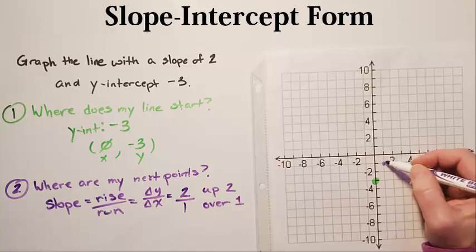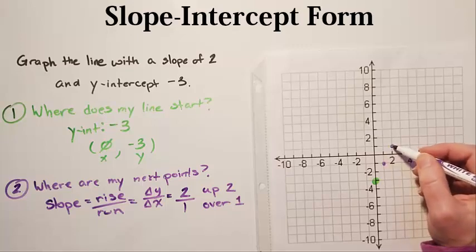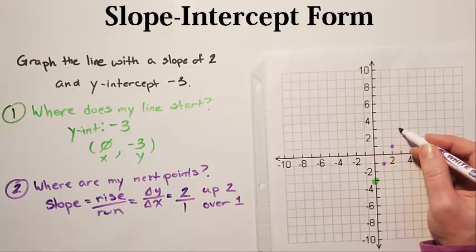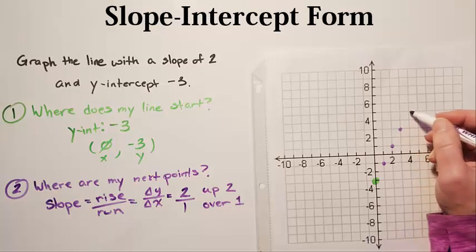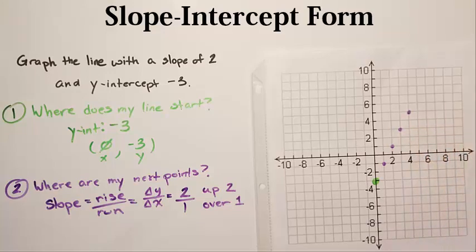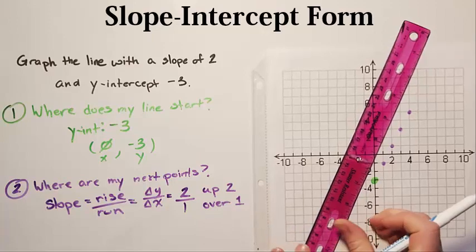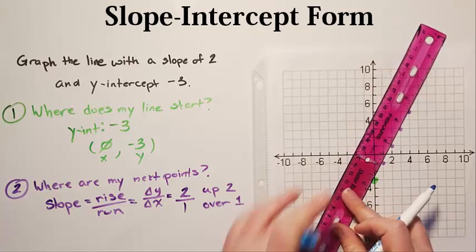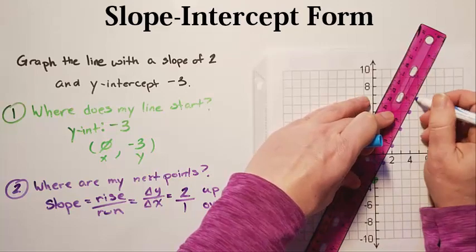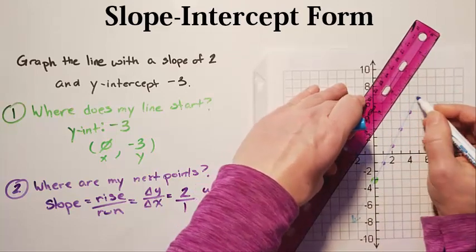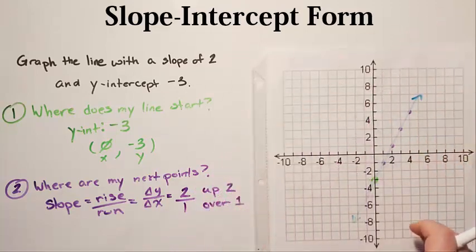So I'm going to go up 2 over 1. There's my new point. Up 2 over 1, there's my new point. So these are all my new points. I have plenty of points to be able to connect and make a line. So you have to grab your ruler so you have a very straight line. Grab my new marker. Connect all the points so they're in a very straight line. And make sure you have little arrows because this is a line that goes on infinitely in both directions. So now I have my line.